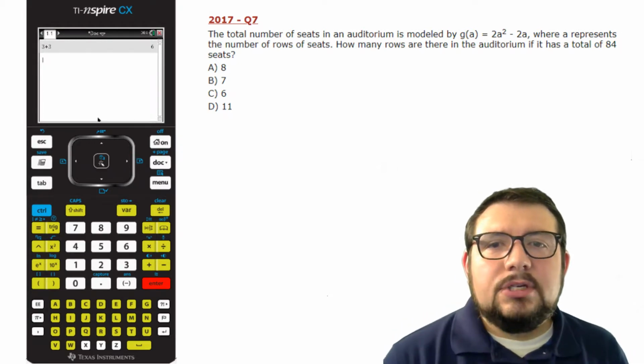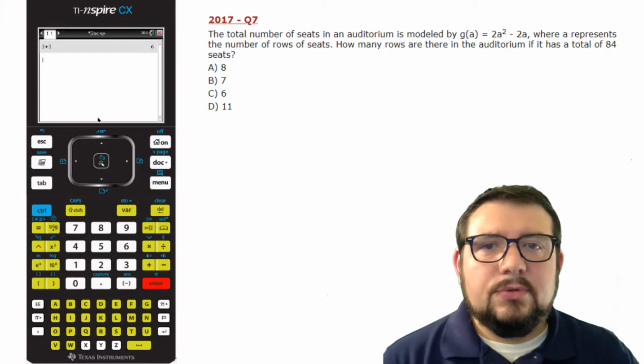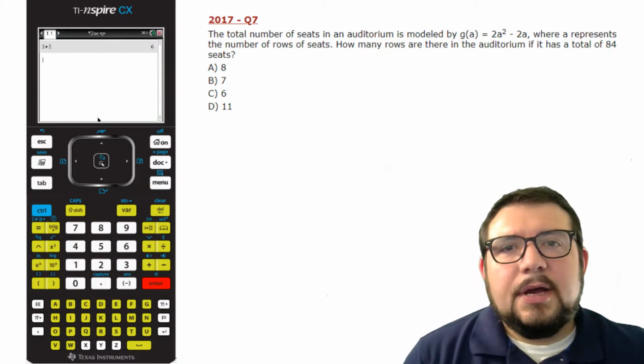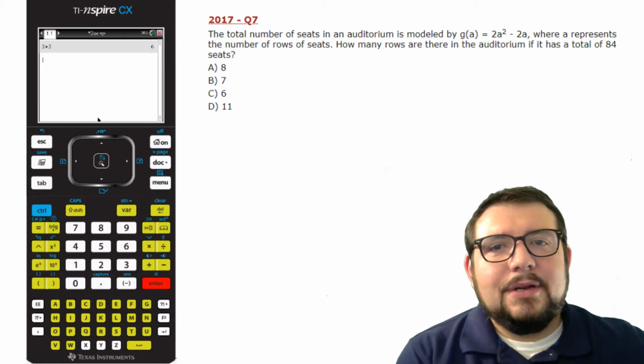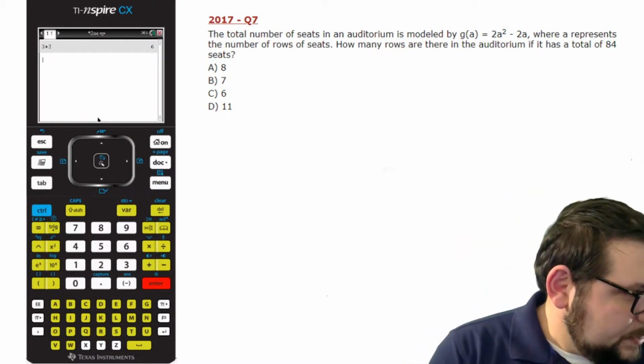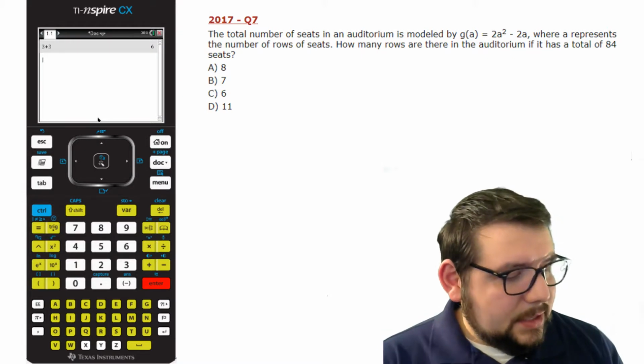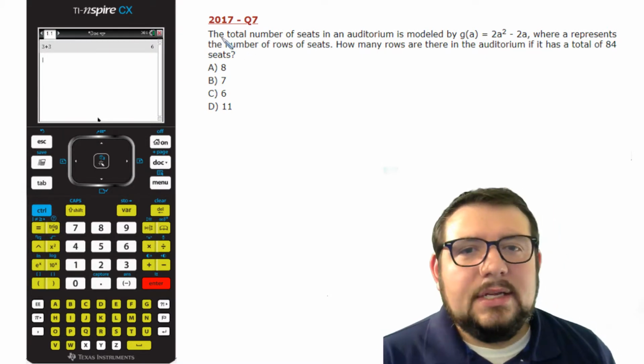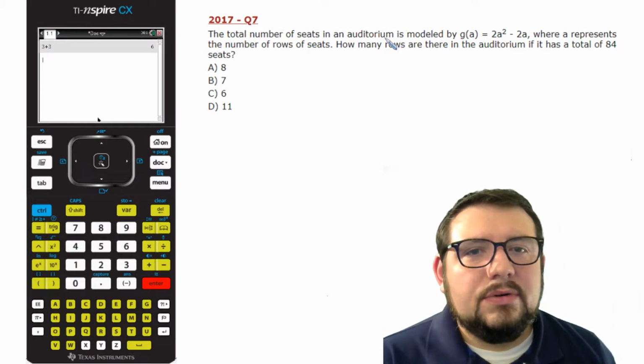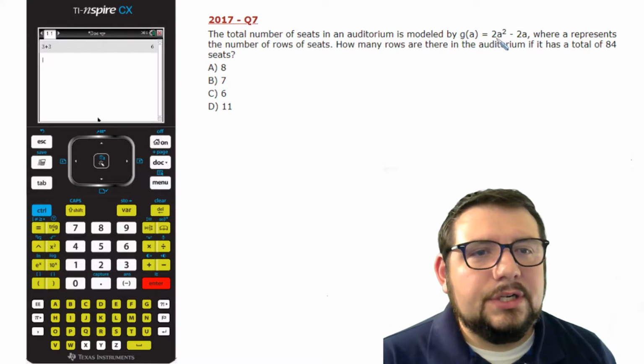Today we'll be solving question 7 from the 2017 Algebra 1 STAAR using the TI-Nspire calculator. So let's get started. The first thing that I see is the question, and it says the total number of seats in an auditorium is modeled by a function.